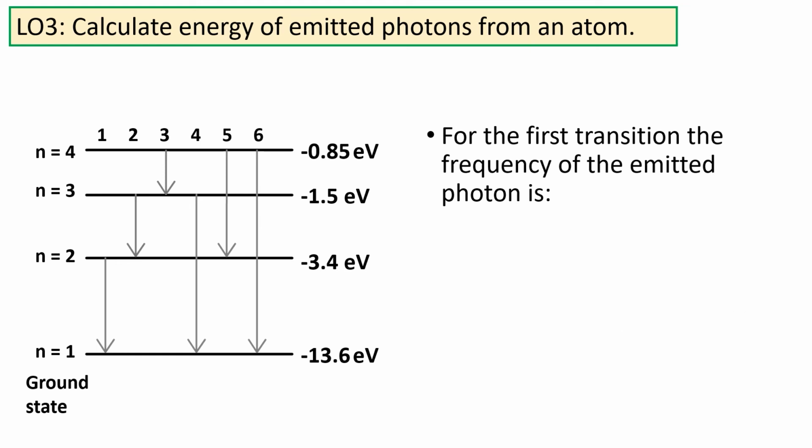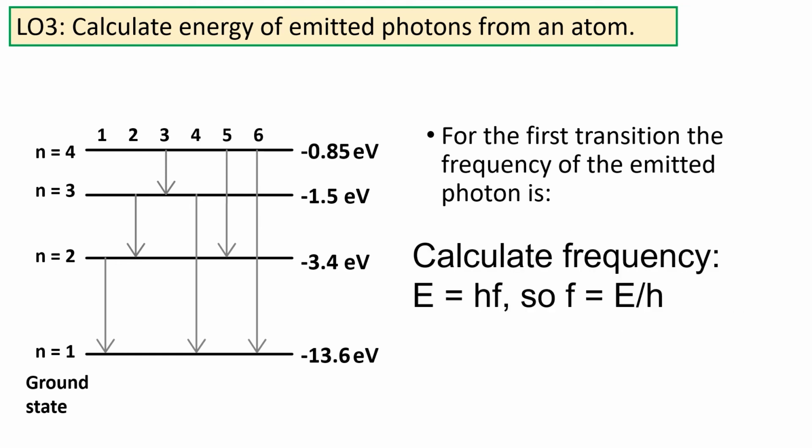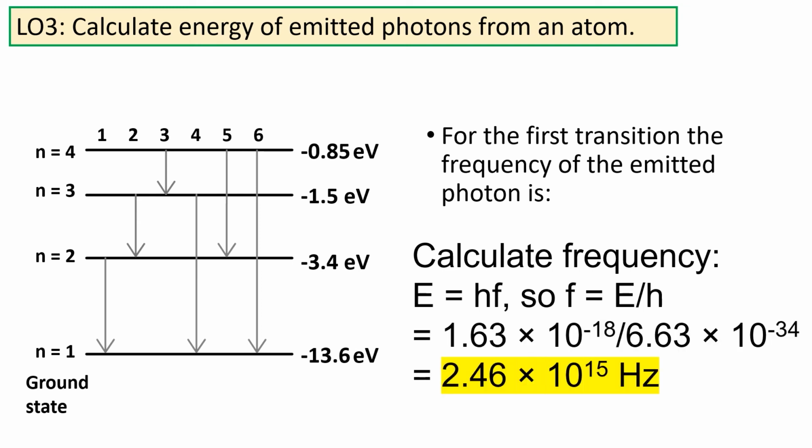Often, we'll want to calculate what the frequency of the emitted photon is. If we think back, the energy of a photon is equal to hf, and so the frequency is E over h. Putting our numbers in, we can see that the frequency of the photon is going to be 2.46 times 10 to the 15 hertz.